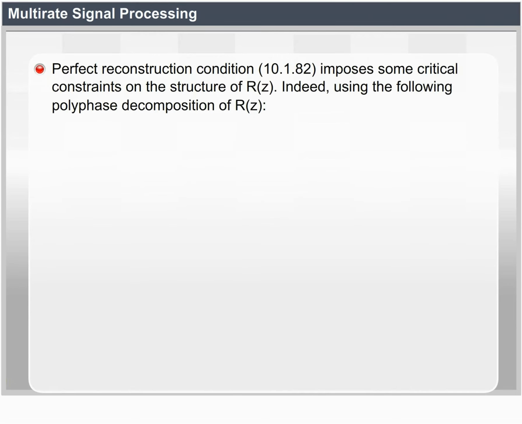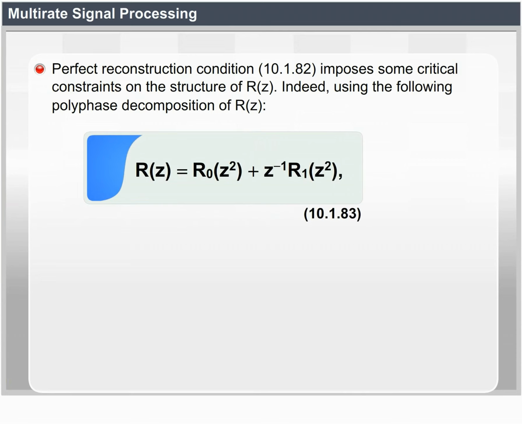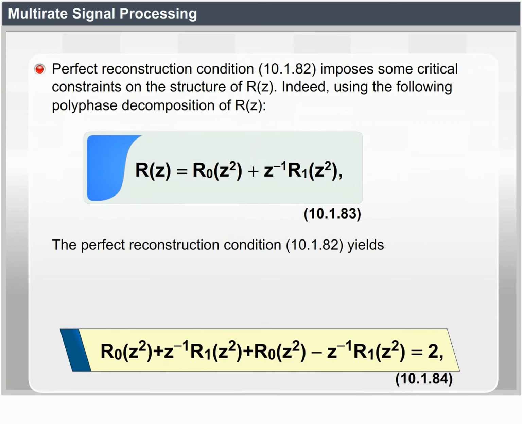Indeed, using the following polyphase decomposition of R(z), R(z) = R0(z²) + z^(−1) R1(z²), called equation 10.1.83, the perfect reconstruction condition 10.1.82 yields R0(z²) + z^(−1) R1(z²) + R0(z²) − z^(−1) R1(z²) = 2, called equation 10.1.84, which implies that R0(z²) = 1.